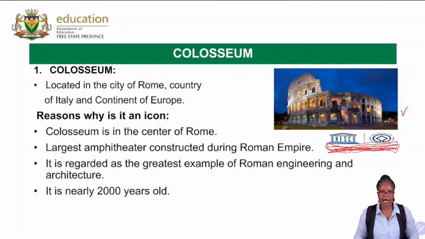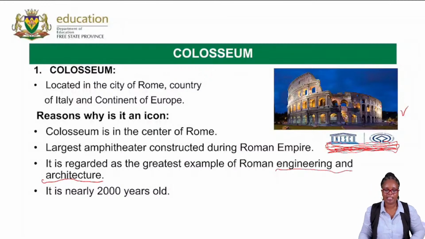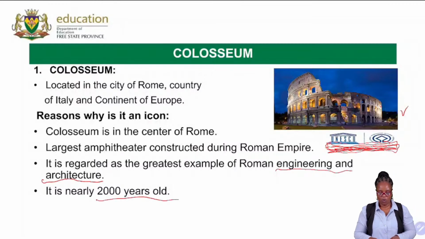And that's whereby the great engineering and architecture skills of the Roman people were shown here. It's the greatest example of Roman engineering and architecture. And on top of that, it is so old. This Colosseum is more than 2,000 years old.